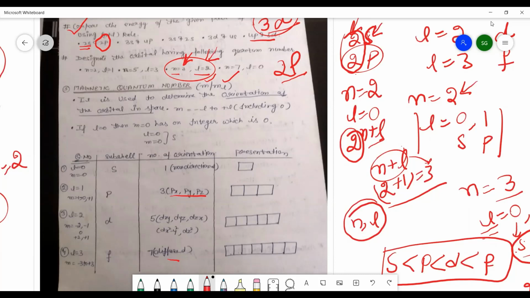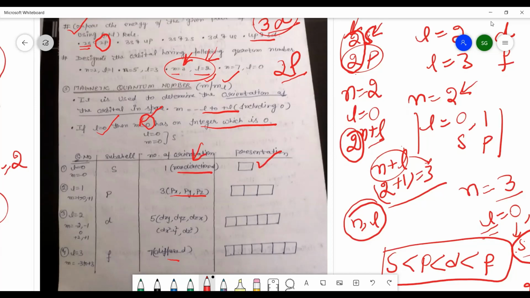So its value can be calculated depending upon the value of L, that is minus L to plus L. And if L is equal to 0, now you can apply here. If L is equal to 0, then M also comes out to be 0. That means integer will be 0. Integer 0 का मतलब ये है कि L is equal to 0, M is equal to 0 का मतलब है only one integer, means only one orientation. It is non-directional. तो नॉन डायरेक्शनल जो आपका ऑर्बिटल होता है वो होता है आपका एस ऑर्बिटल.